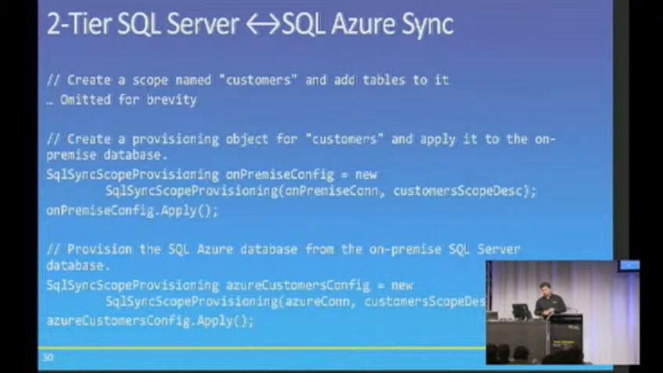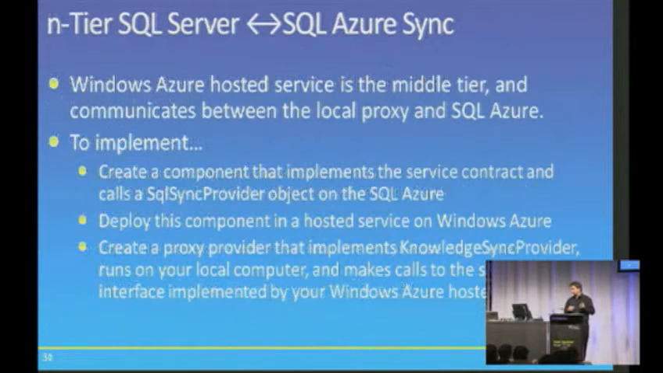And yes, we've got some code for that too. I've omitted the first bit for brevity because it's exactly the same as it is for SQL Server. So then we create a provisioning object for customers and apply it to the on-premise database. Then we provision the SQL Azure database from the on-premise SQL Server database. That will create the appropriate tables in SQL Azure, and we apply that. I haven't put the synchronization step in, but the synchronization happens just as before. You basically set the direction, say apply, and you're synchronizing with the cloud.